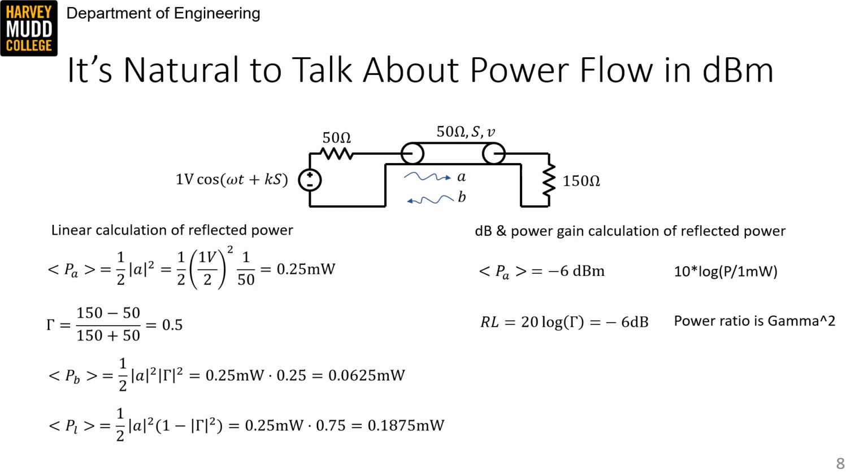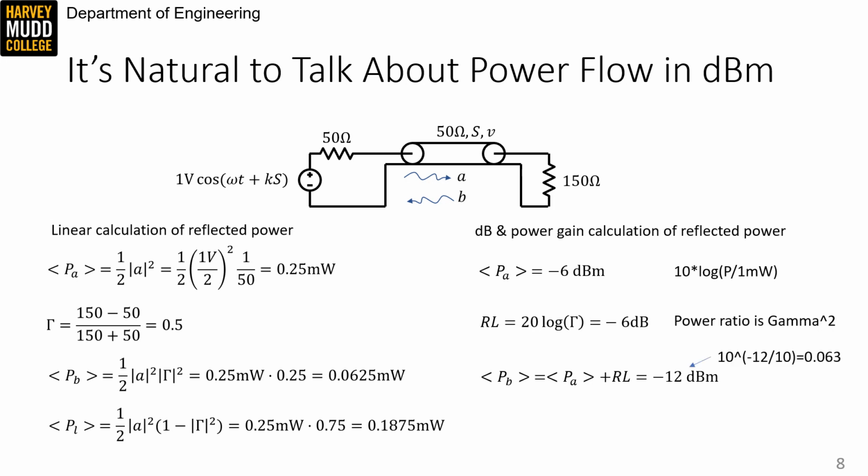Logs are great because we can turn tricky multiplications into addition. We know the incident power is minus 6 dBm, and we add our return loss to that to find that our reflected power is minus 12 dBm. That was super easy to do in our head. The decibels and power gains remain popular in practice because you can add these log quantities in your head rather than having to multiply.